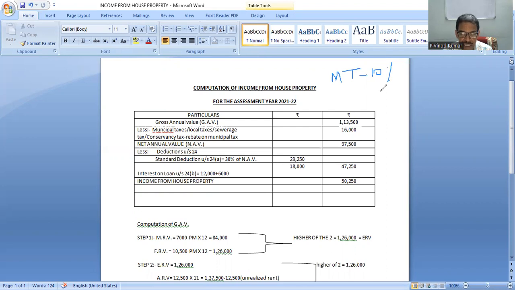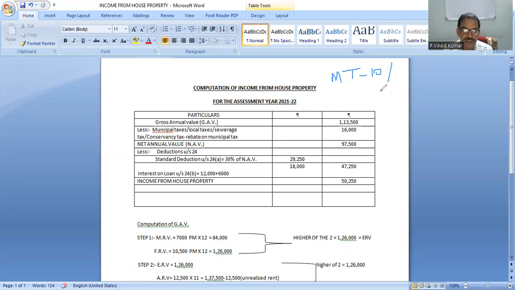Again, repeating once again, municipal taxes given in percentage, calculate on municipal rental value. And remember, municipal taxes should be paid by the owner or assessee, not by the tenant. If it is paid by the tenant, ignore it. Don't subtract from the gross annual value. And if municipal taxes is due or outstanding, ignore it. Don't subtract from the GAV.